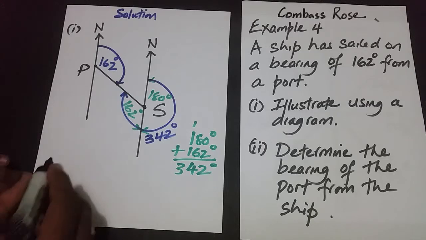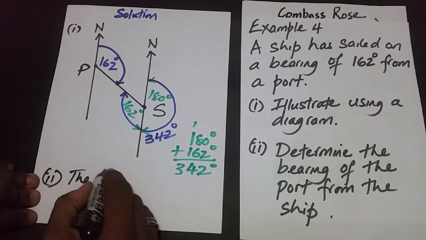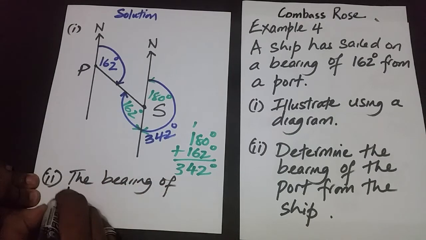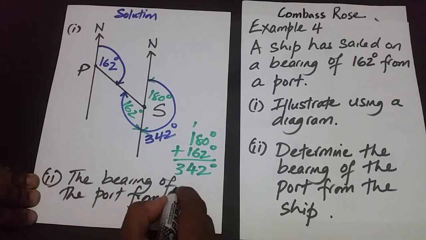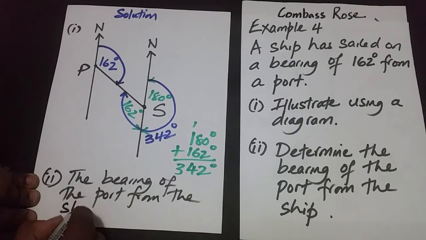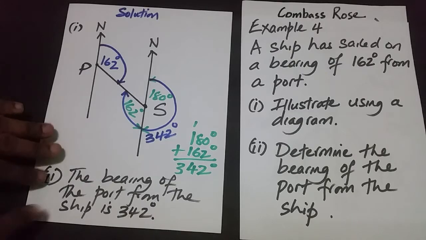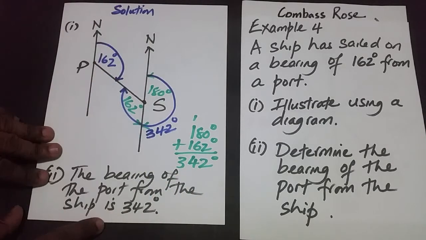So to answer part 2, you make a statement: the bearing of the port from the ship is 342 degrees. So that is what you would do. All right, and all of this working out here must be in your solution.